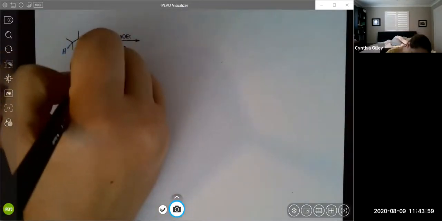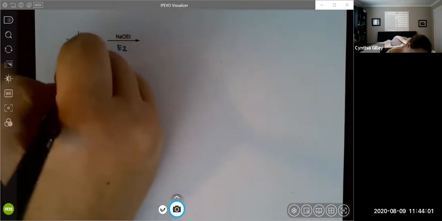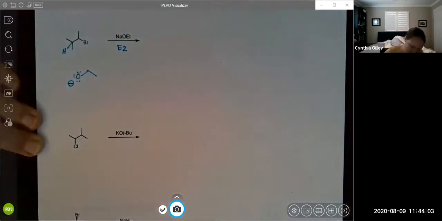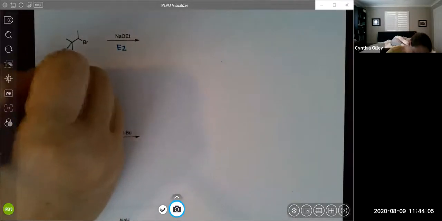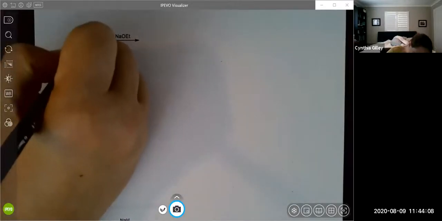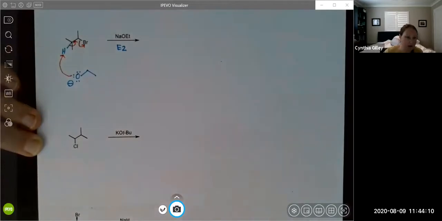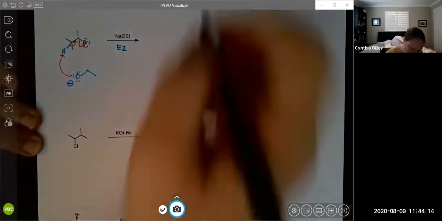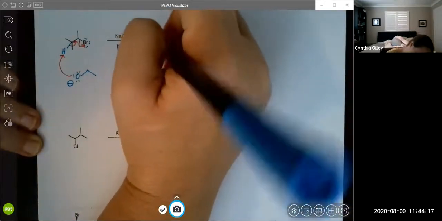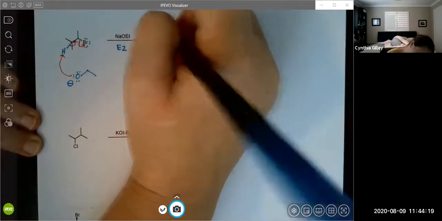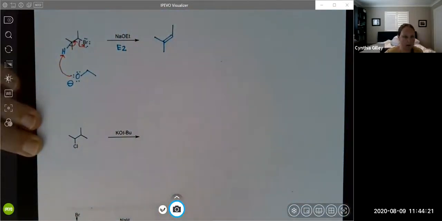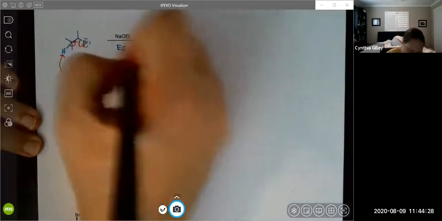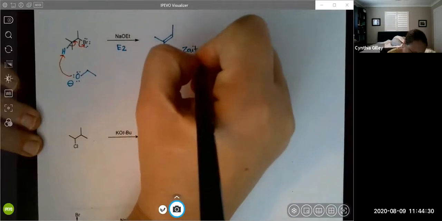So we have some ethoxide that is going to primarily act as a base to do E2, which is a concerted reaction, meaning all of this happens in one step to give the product. Okay, and this is neither E or Z, so we don't have to worry about that. So we're going to put Zaitsev in here.